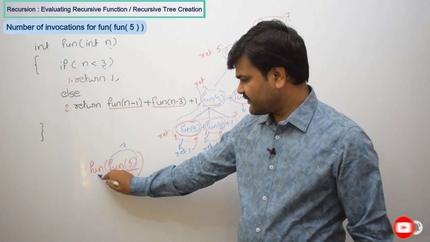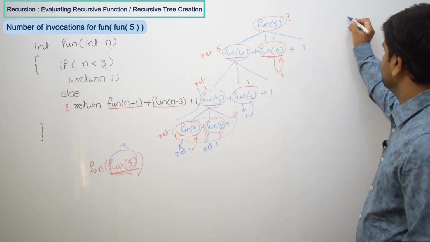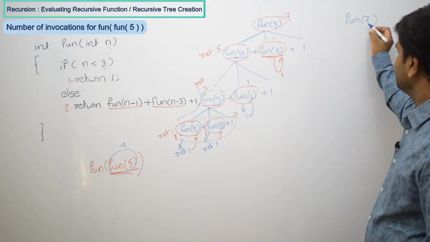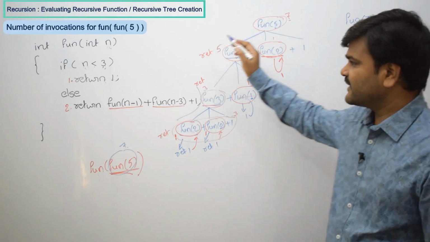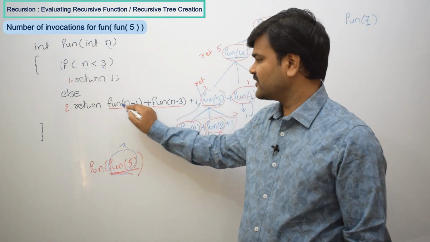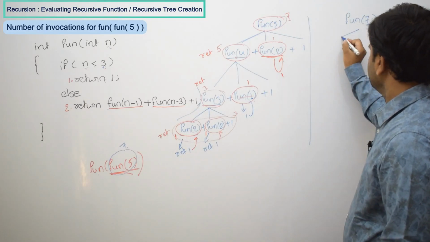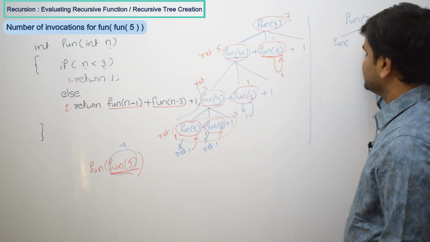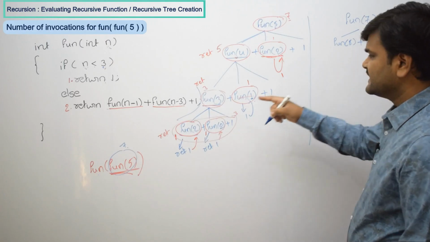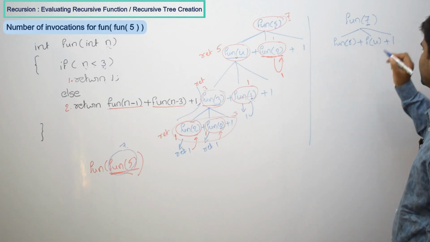Now you have to execute fun of 7. Okay, so let us see fun of 7. With the n value 7, we are coming to this function. 7 less than 3 condition is false, so you have to execute this statement. That means again 3 branches: fun of 7 minus 1, 6, plus fun of 7 minus 3, 4, plus 1. 3 branches we are going to have.